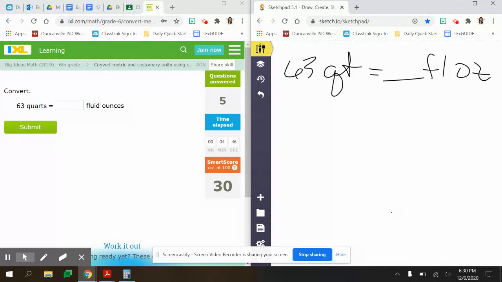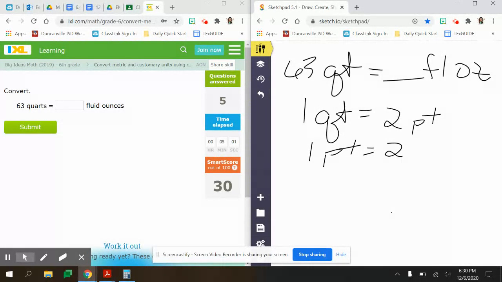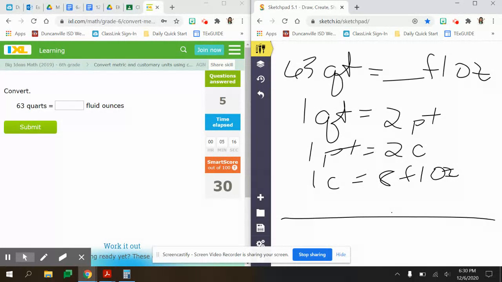Now, I don't know anything about quarts and fluid ounces directly from my formula sheet, but I do know that 1 quart equals 2 pints, 1 pint equals 2 cups, and 1 cup equals 8 fluid ounces. So I know a lot of different things, but not directly from quarts to fluid ounces. So this one, I'm going to have to use the box method. In the box method, diagonals match, and I'm going to show you what that means.